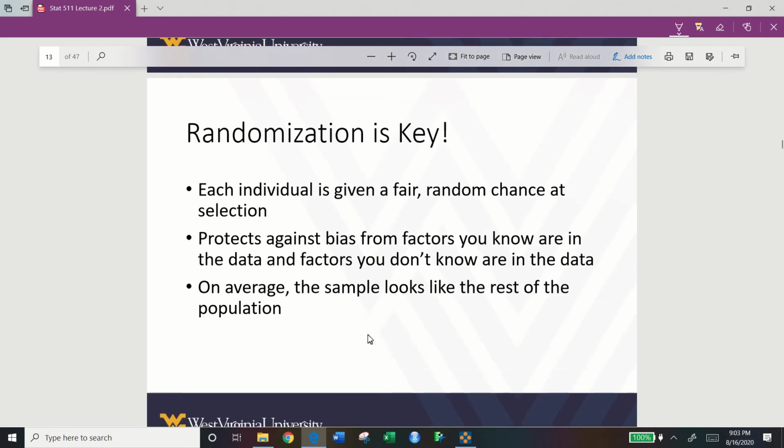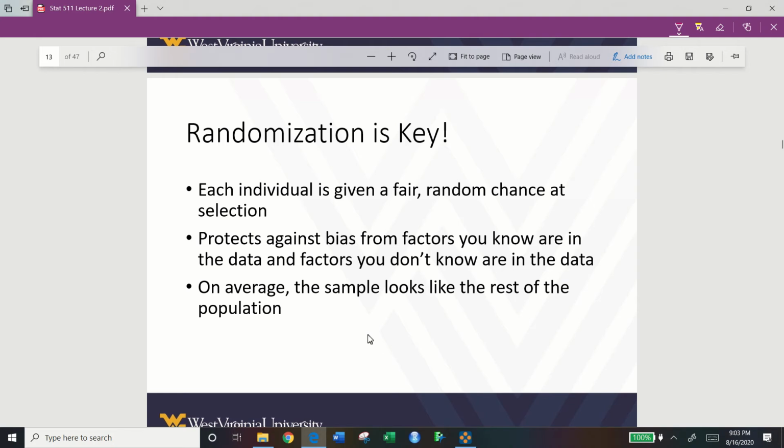One very important thing in order to have unbiased sampling is randomization, meaning that each individual is given a fair random chance at selection. And this protects against bias from factors you know are in the data and factors you don't know are in the data. What do I mean by that?